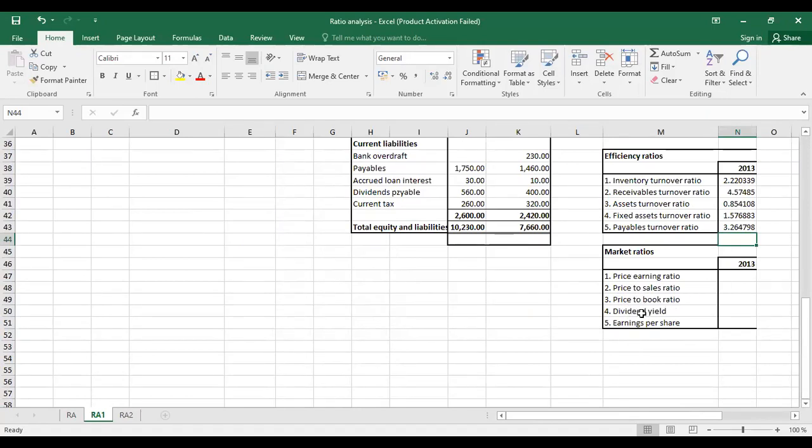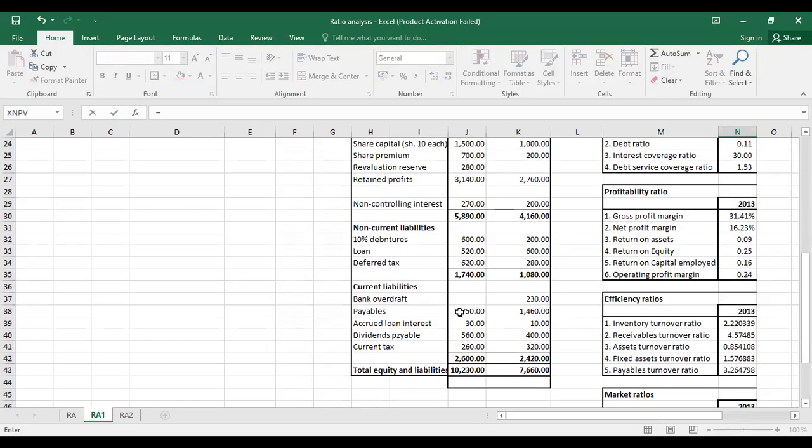Then you have dividend yield. It is the DPS over market price per share also, and we don't have the market price per share. Maybe we can calculate only earnings per share.